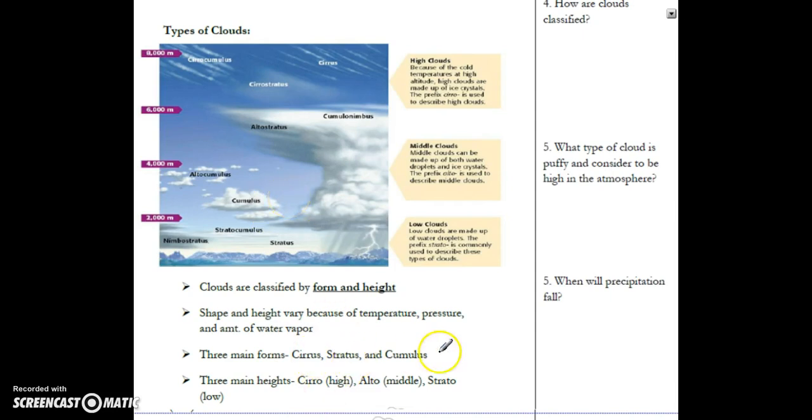We then attach these words to the height of clouds. So you might hear cirrostratus, cirrocumulus. These are clouds that are high in the atmosphere, so typically high clouds are made of ice crystals. Alto means they're hanging out in the middle. They're not high, they're not low. So altostratus, altocumulus. And then strato are the low clouds. So you might hear stratocumulus, stratus cloud. These are all found low in the atmosphere.